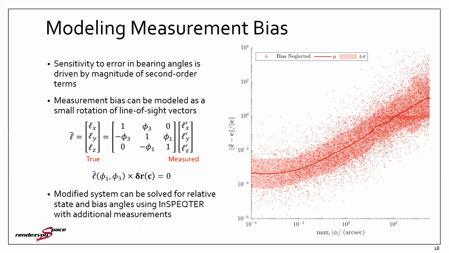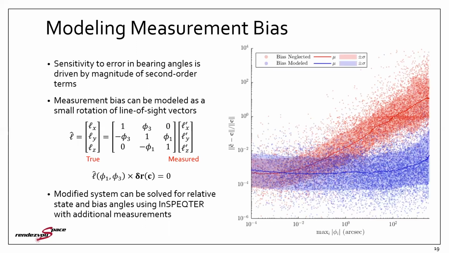We can account for this type of error in our IROD methodology by introducing a linearized rotation into the construction of our constraint equations and estimating the small angular biases represented by phi1 and phi2. Since this increases the size of the vector that we're estimating, additional measurements will be needed to determine the system. But this plot of relative error in the estimate as a function of the maximum bias angle demonstrates the reduction in sensitivity that is achieved by this small modification to our system.